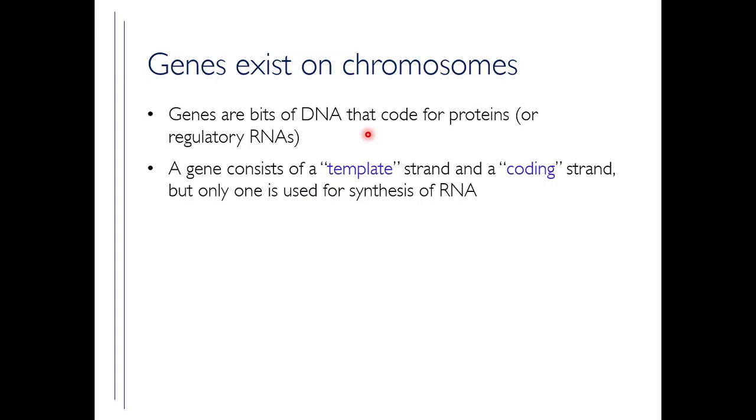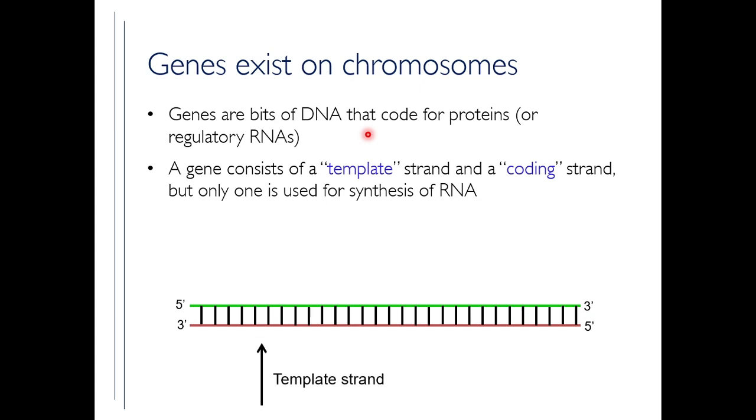Each gene consists of two strands because we're looking at DNA. And you'll notice of these two strands, there is one that's called the template strand and one that's called the coding strand. Only one of these is used for transcription into RNA. And it's actually the template strand that is used rather than the coding strand.